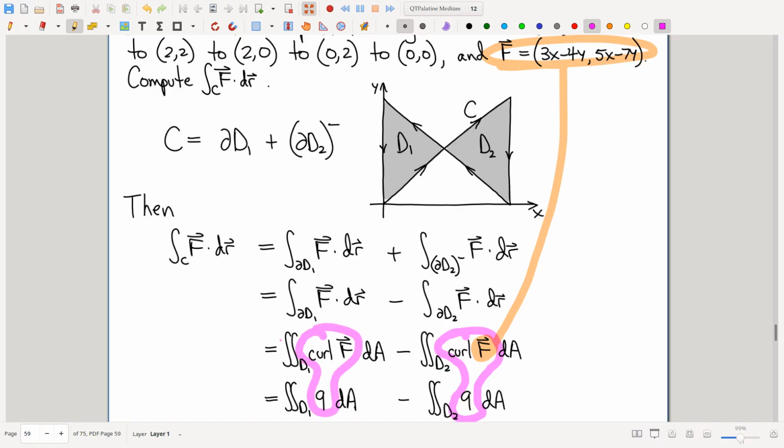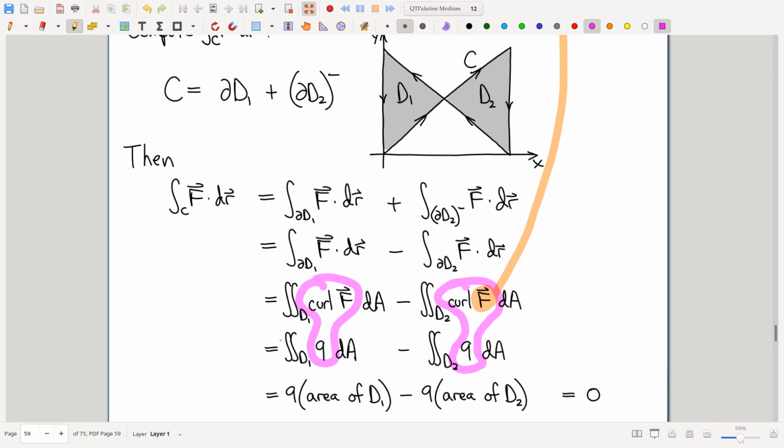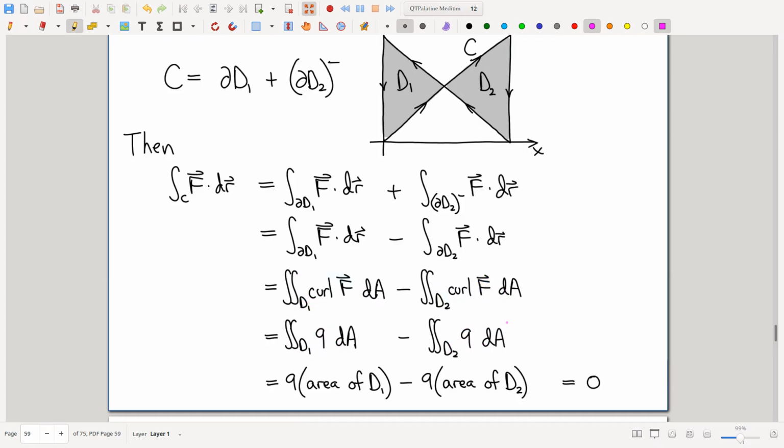And constants in particular are nice because their integrals are just that constant times areas. And I think you can persuade yourself that these areas are in fact the same. And so we get something minus itself, and we get 0 then as our final answer. How we doing? Everybody happy? Okay. All right.